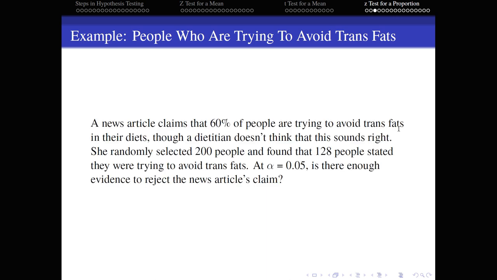So for our first case, we're going to be talking about people who are trying to avoid trans fats. A news article claims that 60% of people are trying to avoid this, though our client, a dietitian, doesn't think this sounds quite right. So this client randomly selects 200 people and found that 128 of these people said that they were trying to avoid trans fats. So we're going to try to determine if this data supports the dietitian or if it supports the article. So is there enough evidence to reject the claim that the article is making about 60% or not?